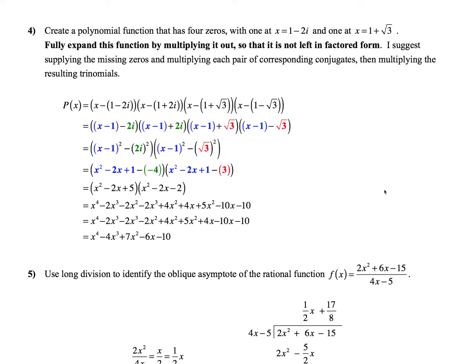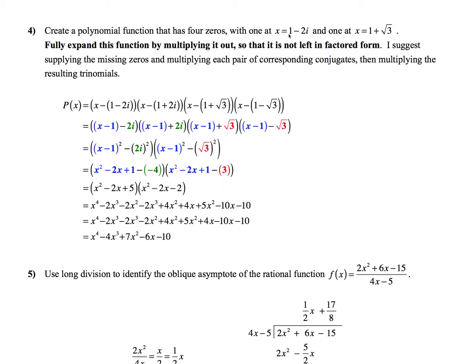Okay, question 4 asks us to create a polynomial function that has 4 zeros. One is the complex zero, 1 minus 2i, and one is the irrational zero, 1 plus square root of 3. And we are asked in this case to multiply the function out so that it's not left in factored form.